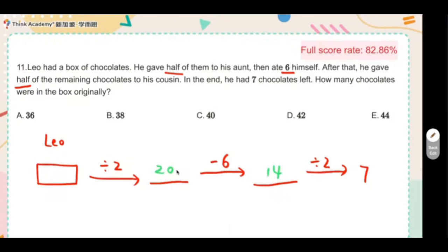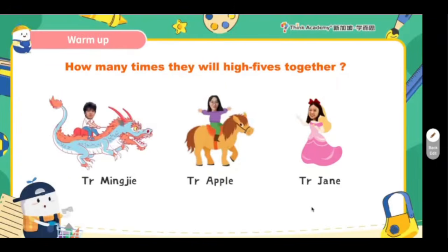Okay, and then let's go back to the first blank. Right now, our question becomes some number divided by 2 gives us 20. Then what is this number here? Type in our chat box. Yeah, that will be 40, right? Okay, so we can see the final answer here should be 40. So the answer should be C.